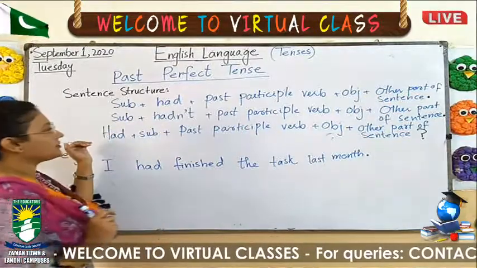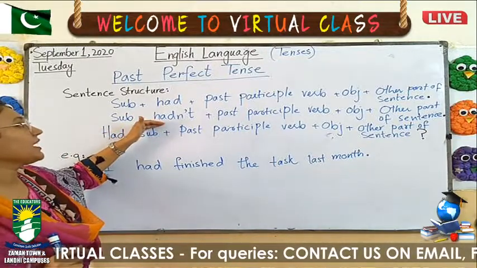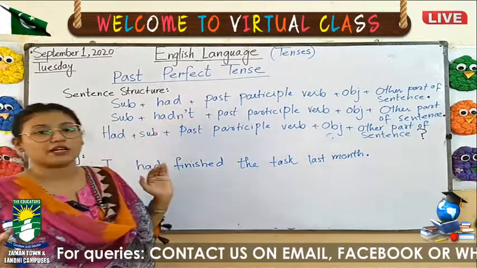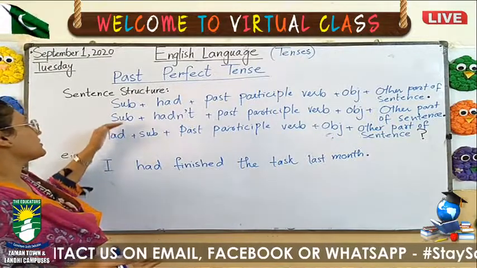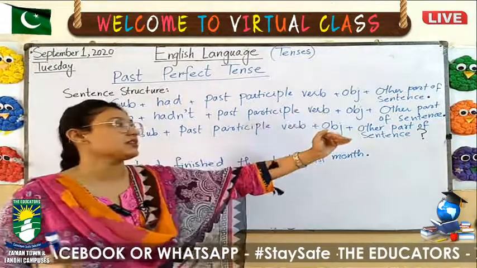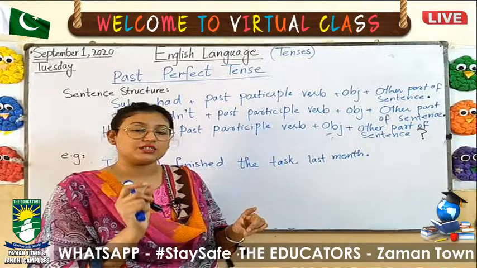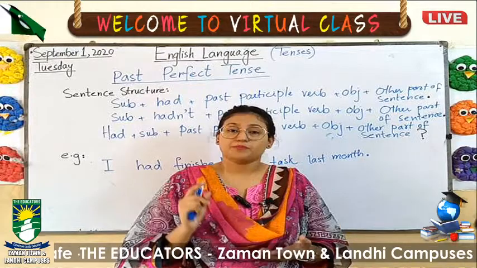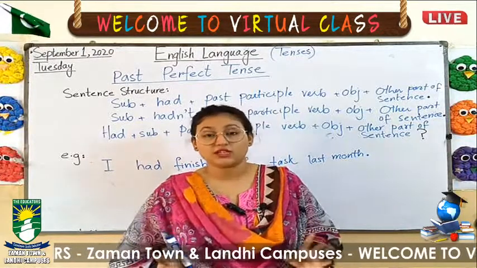Negative of that: subject with had, we put not between had and the past participle verb. Fine. So to make the sentence negative: subject, hadn't, I have written a contraction here, past participle verb, object, other part of the sentence. Full stops, while making a positive sentence or a negative sentence, are important. Please do not forget to put a full stop at the end of your positive and negative sentences.